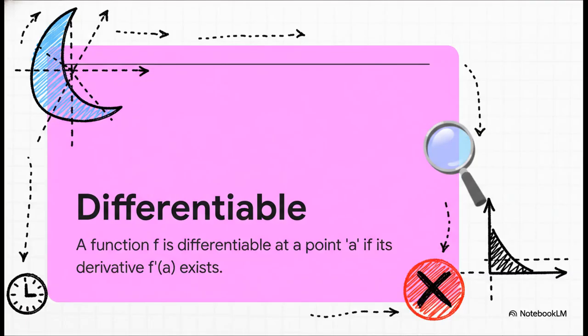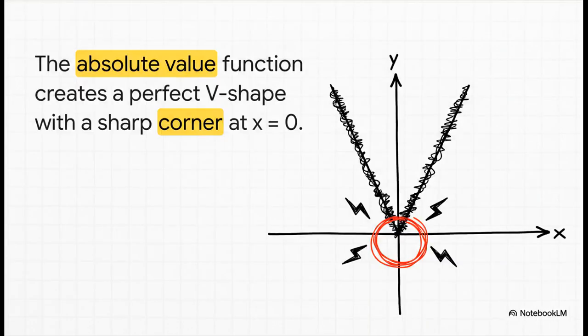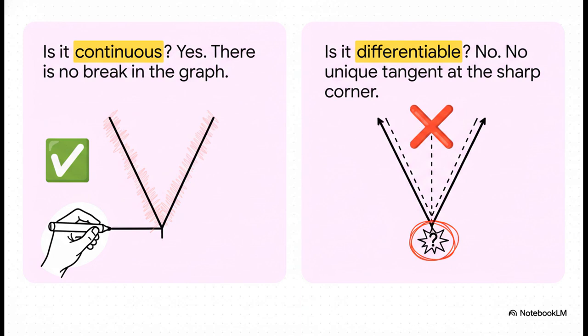And the definition is really straightforward. We say a function is differentiable at a certain point if its derivative actually exists at that point. If that limit gives you a real number. If it doesn't, well, then the function is not differentiable right there. And the classic poster child for this problem is the absolute value function. f of x equals the absolute value of x. It makes that perfect, sharp V shape. Everywhere else on the graph is totally fine, but right at that pointy bottom, at x equals 0, we've got a problem. And this is a really important distinction to make.